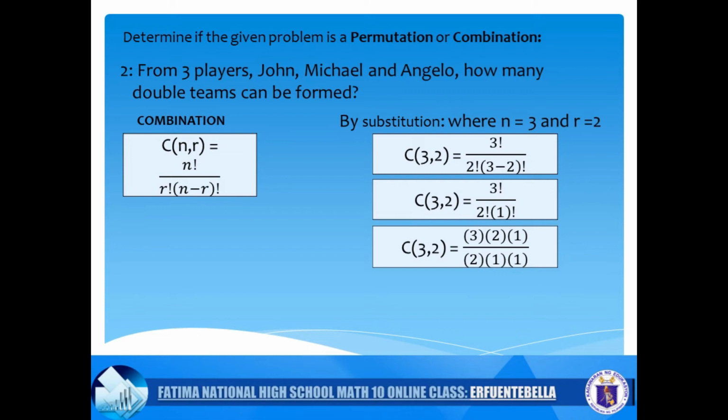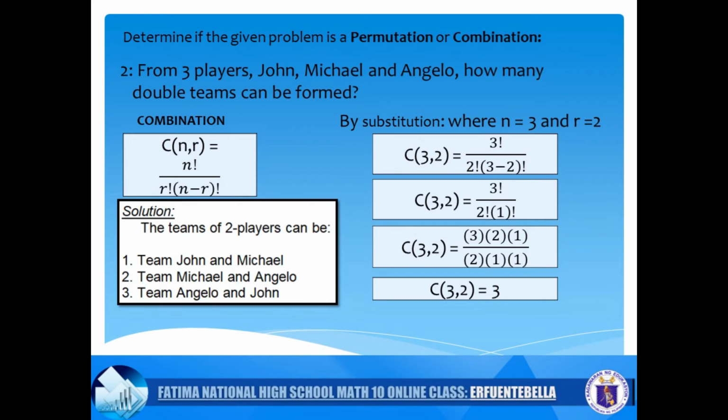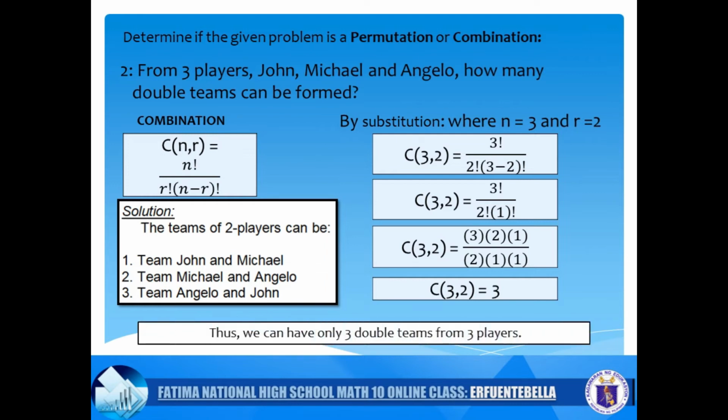So we have that one now. 3 times 2 times 1 over 2 times 1 times 1. So C of 3 of 2 is equal to 3. So we have 3 double teams that can be formed out of the 3 players. So the possible teams of 2 players can be Team John and Michael, Team Michael and Angelo, or Team Angelo and John. Thus, we can have only 3 double teams formed from 3 players. So that is an example of combination.